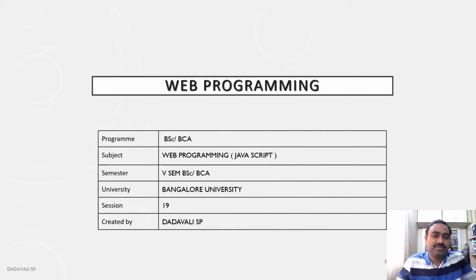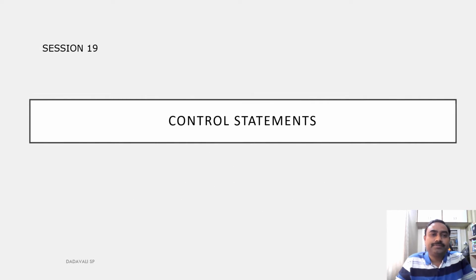Dear students, this is the 19th session of JavaScript. Here we are discussing control statements. Already, all programming languages, whether procedural oriented or object oriented, such as C, C++, Java, have the same concept. So JavaScript is also providing control statements.